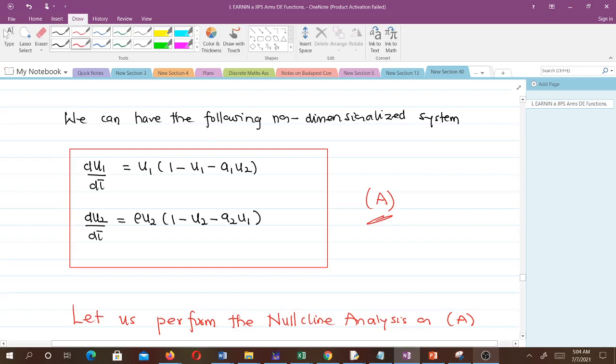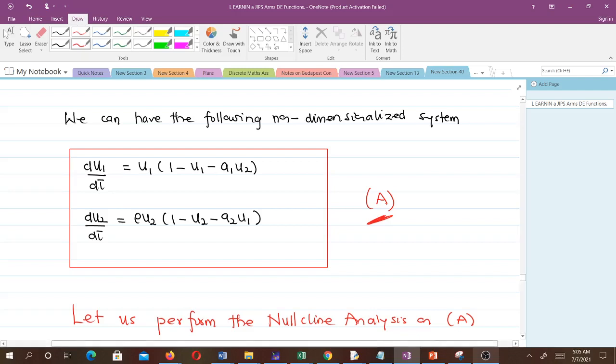If you don't know how the non-dimensionalization was done, you can watch lesson 4 to help you know how to non-dimensionalize equations. Or you can watch the previous lesson, that's lesson 6. This same thing was done and we showed the working for it. So when you take this non-dimensionalized system and you want to perform Nullcline analysis on it, you can see that we have two equations.